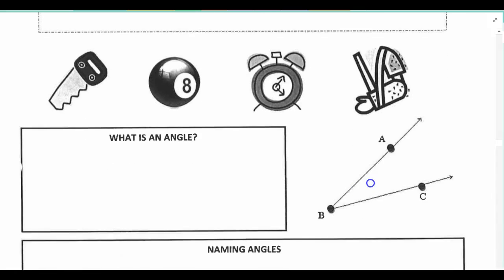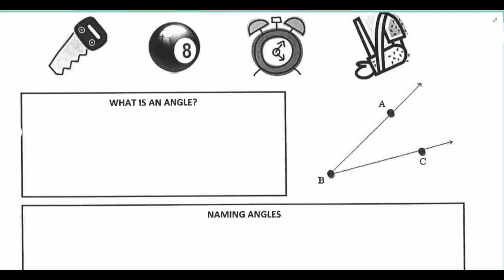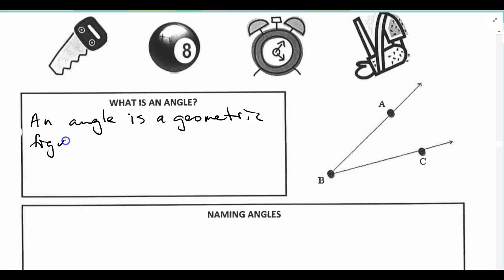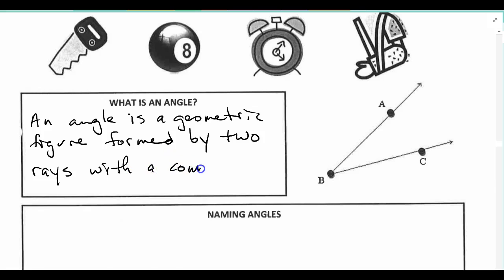Alright, so what is an angle? So the definition of an angle: an angle is a geometric figure formed by two rays with a common endpoint. So over here we have an angle.